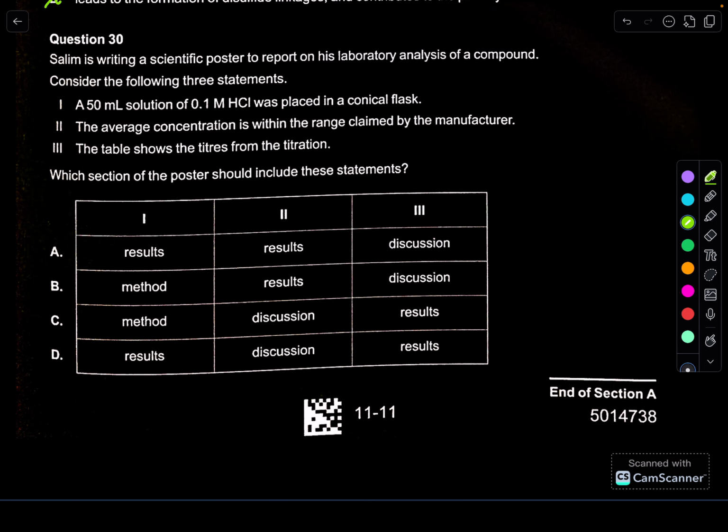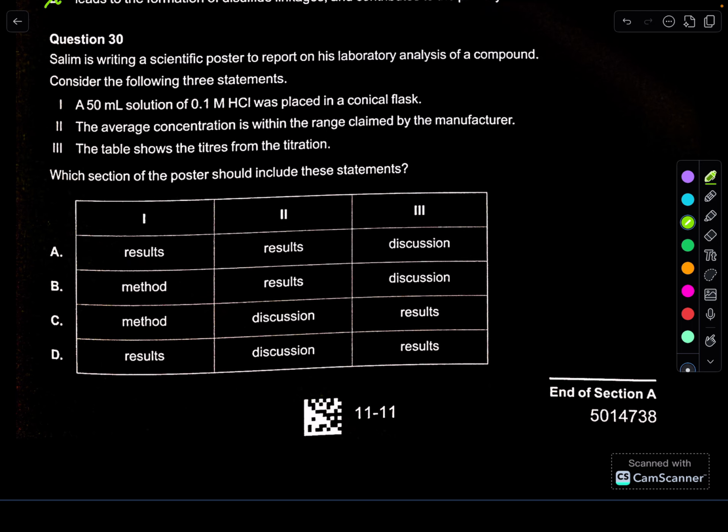Salim is running a scientific poster to report on his laboratory analysis of a compound. Consider the following three statements. A 50 milliliter solution of 0.1 mole of HCl was placed in a conical flask. The average concentration is within the range claimed by the manufacturer. The table below shows the titers from the titration. Which section of this poster should include these statements?